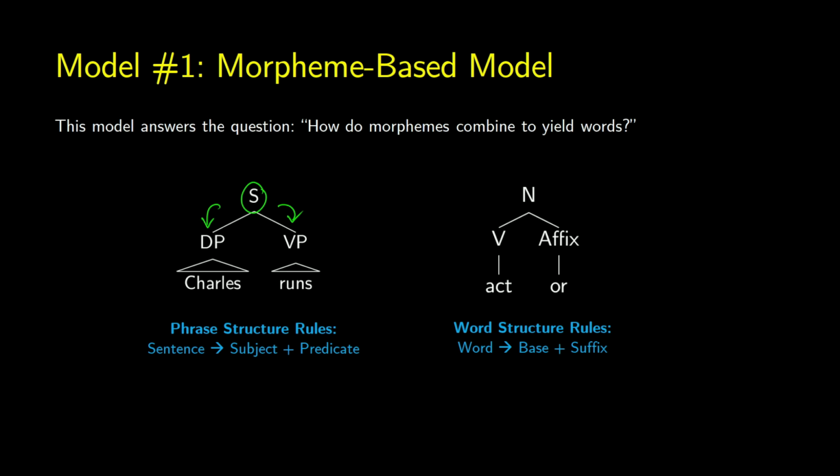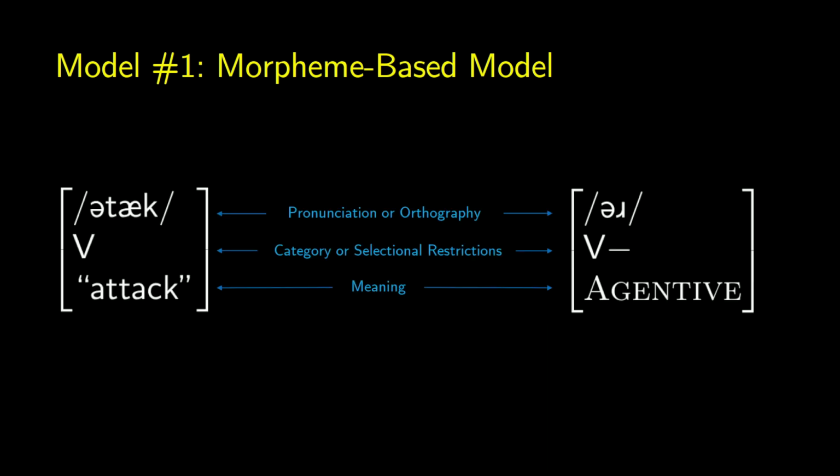So we have this verb act, we can add this affix or to it, and we're going to get the noun in the end, actor. So this hierarchy, this tree, is going to tell us how the word is formed by breaking it down into its individual morphemes. So we have ways to model this. And we do these in little matrices.